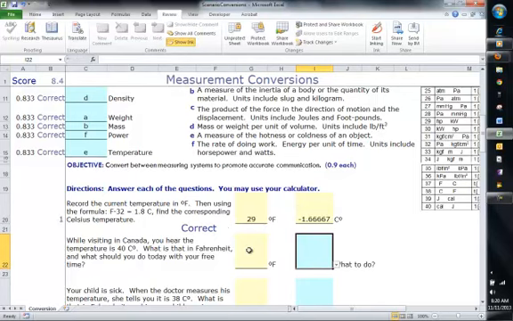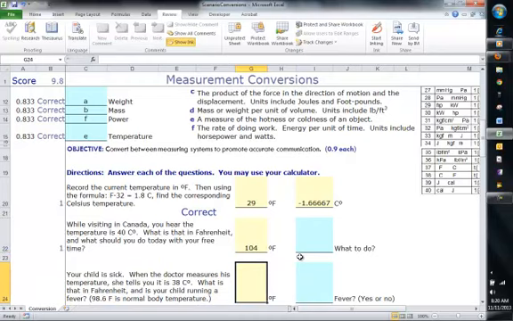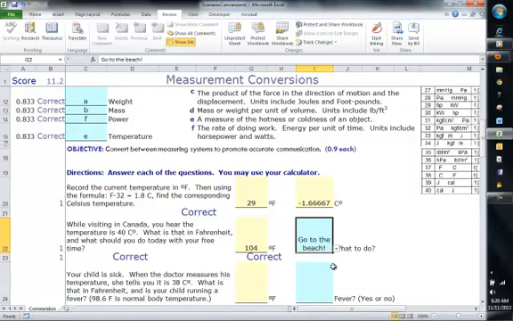While visiting in Canada, you hear the temperature is 40 Celsius. What is that in Fahrenheit, and what should you do today with your free time? So we're going to take that 40 degrees times 1.8 and add 32, because we subtracted on the other side, so we're going to add here. Wear a jacket, stay home, it's too cold, or go to the beach. I think we're going to go to the beach.